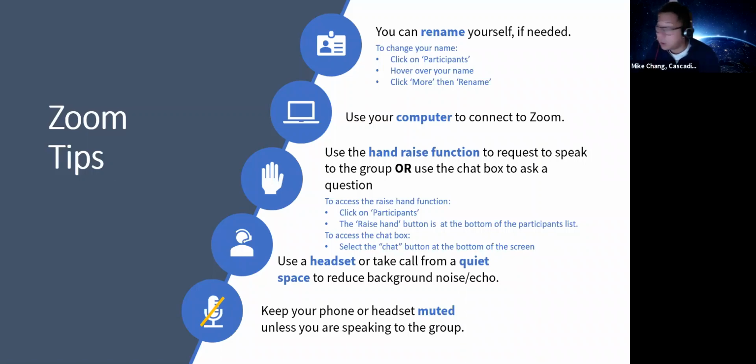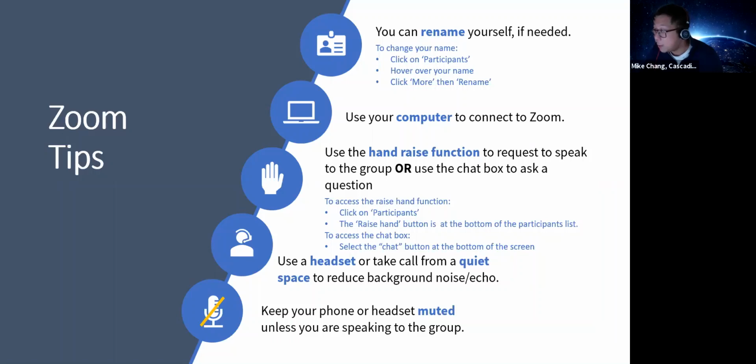If you're on your computer, you can hover over your name, click on participants, then hover over your name, and then you can rename yourself. That's if you're on your computer to connect to Zoom. And I know we have a few people calling in tonight as well.